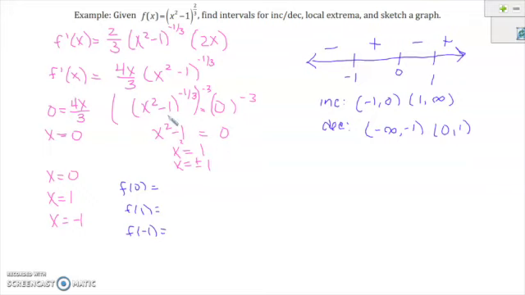F of 0 is going to be 1, right? If I take it to the 1/3, so it's negative 1 to the 1/3, but then I square it. Oopsies. So that's going to be positive 1, because anything squared is positive. If I plug in positive 1, I'm just going to get 0. And if I plug in negative 1, I'm going to get 0. Those are super easy points.